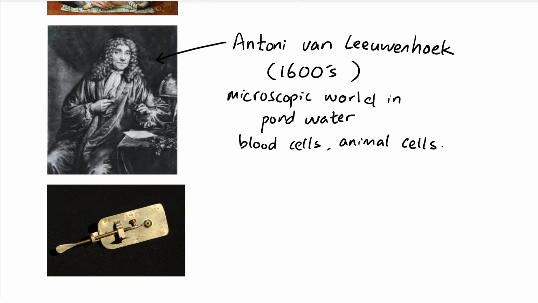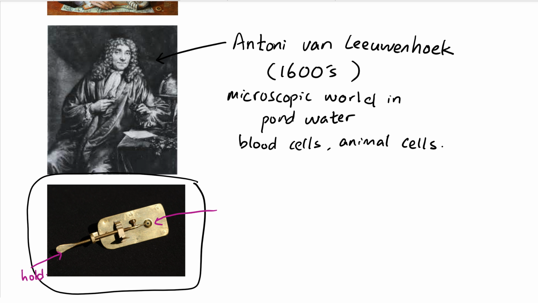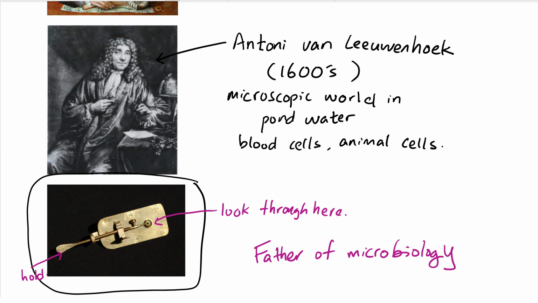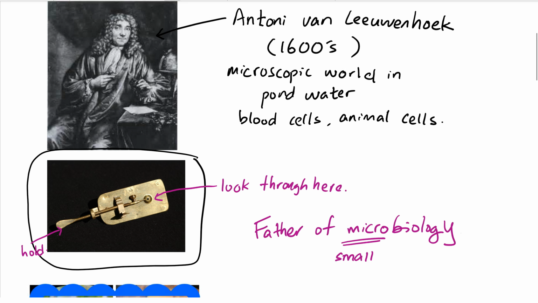Later, he described what he saw: blood cells, animal cells, all kinds of wonderful things. This particular microscope is the one that he made himself. It's a piece that he holds, and then he looks through it. Because of his contributions, writings and observations, he was later called the father of microbiology. Micro means small.